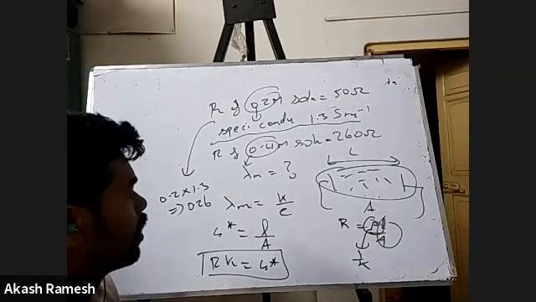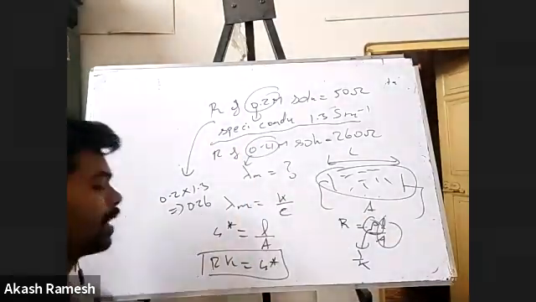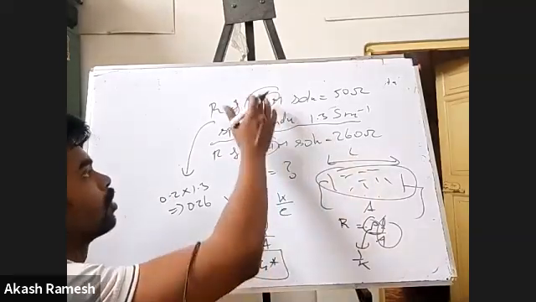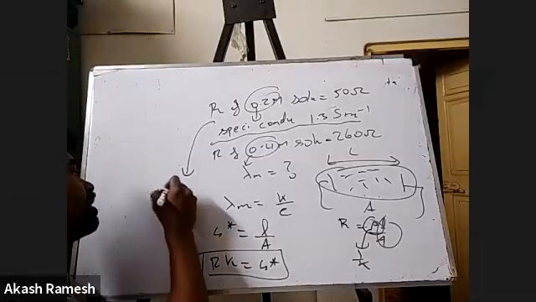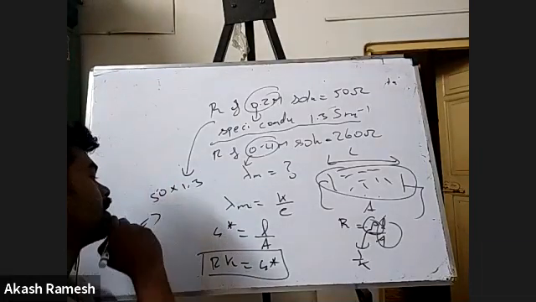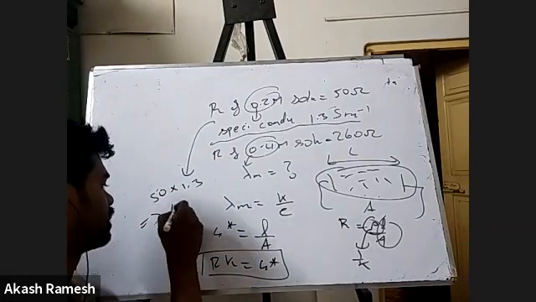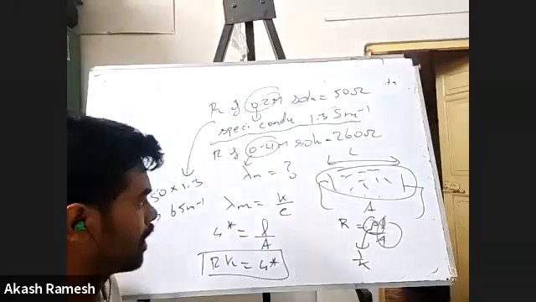Now if I go for this one, G star is resistance into specific conductance. Resistance, oh sorry, I did point to point. Okay, sorry. So 50 into 1.3, right? 50 into 1.3 would be 65. So 65 per meter. That's what you'll get, right?